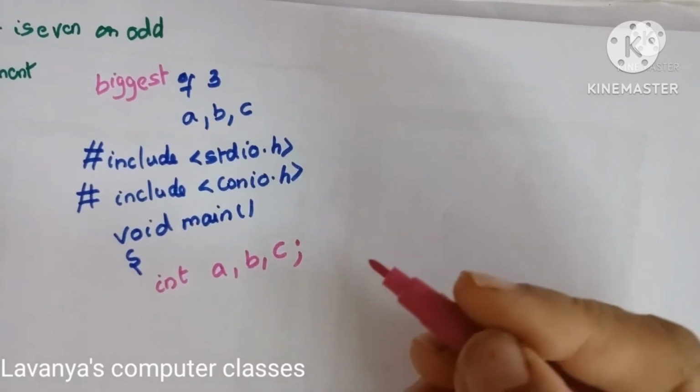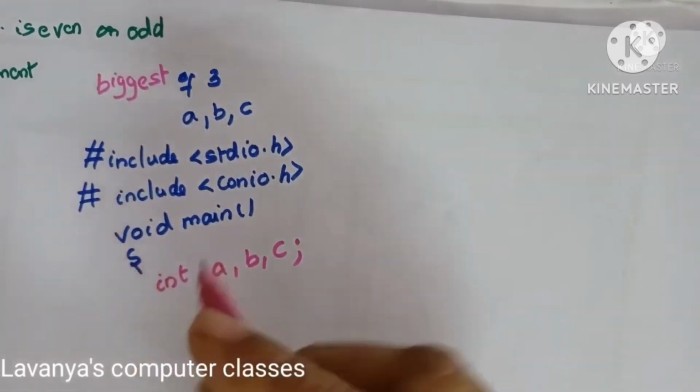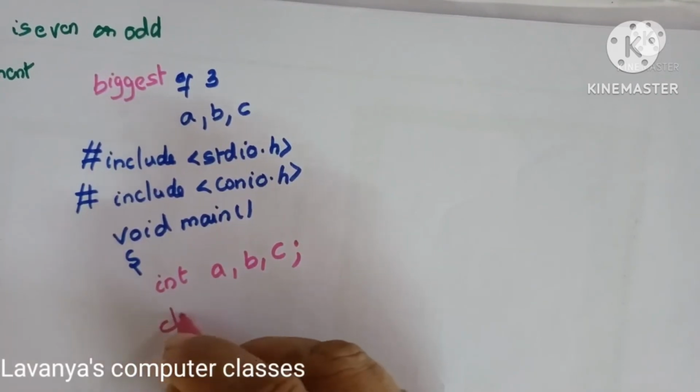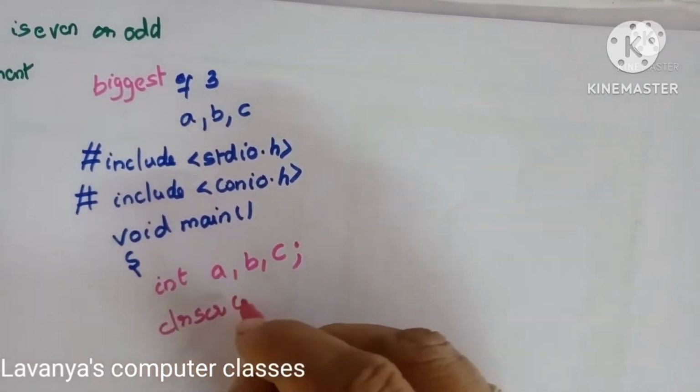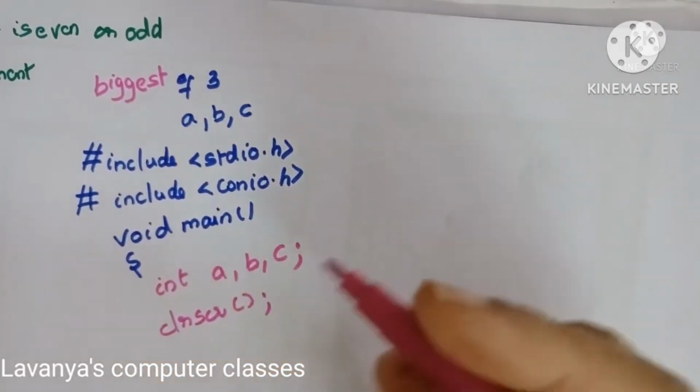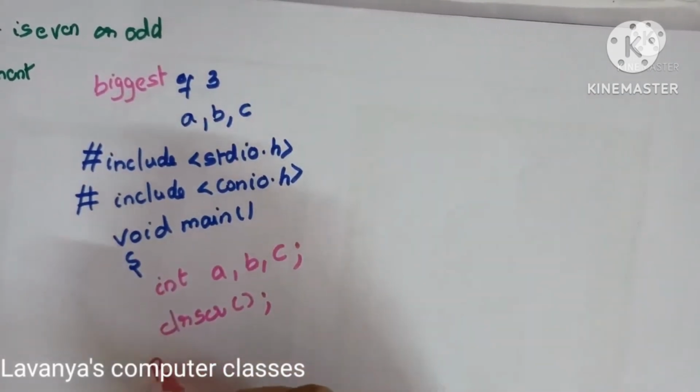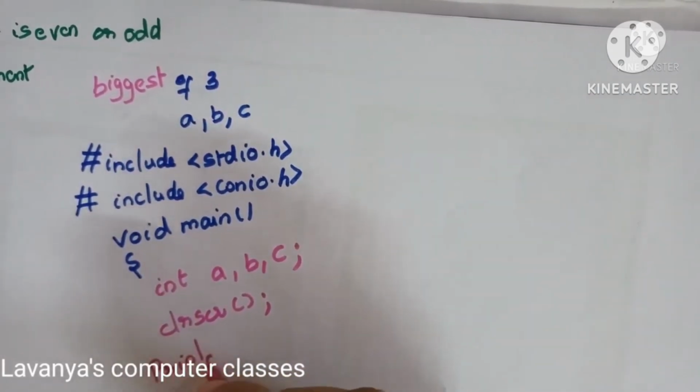Each and every line in C language ends with a semicolon after the curly brackets. Now after that I will go for the clear screen command. Clear screen command is clrscr. Then I put a heading for the user's understanding purpose, printf.